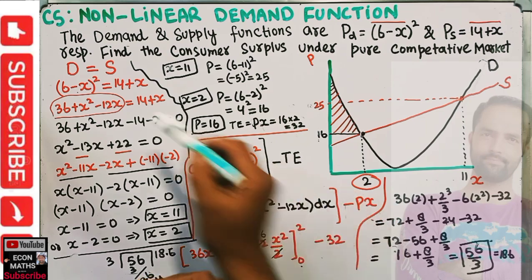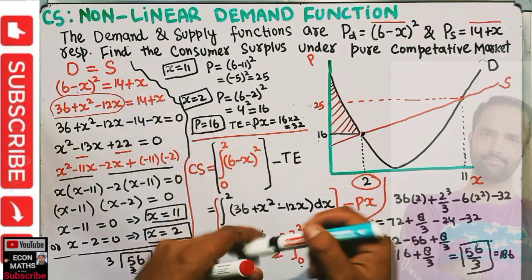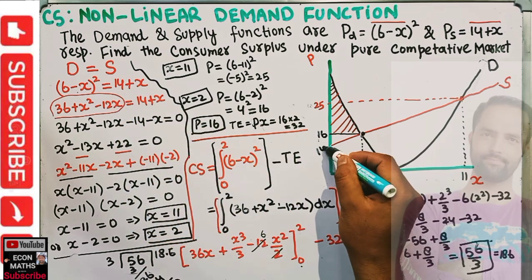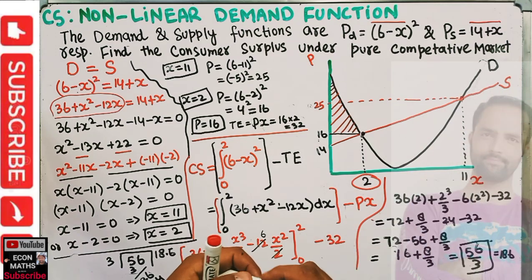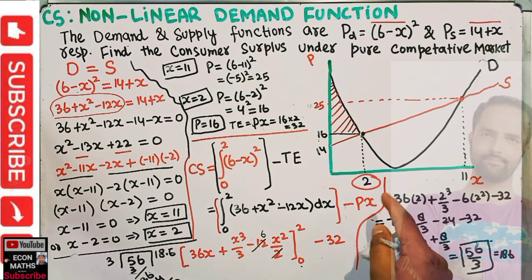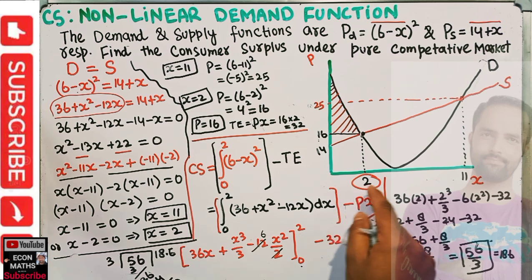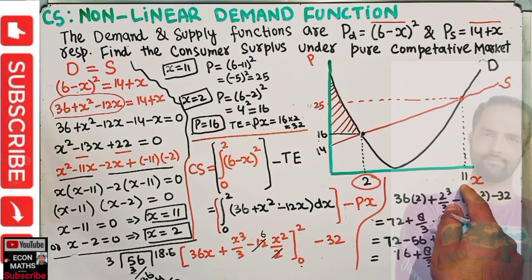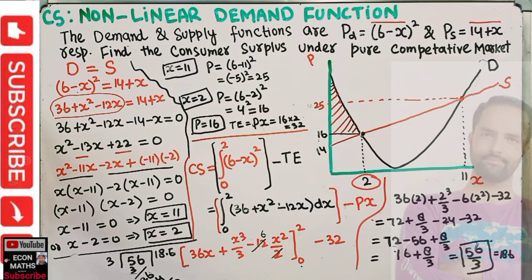Okay, and our supply function is 14 plus x. 14 is our intercept here, and we have x, this will look like this. And we were being told to find out the consumer surplus. Here we have found our two equilibrium points, that is when x is equal to 2 and when x is equal to 11, demand and supply functions are intersecting with each other.